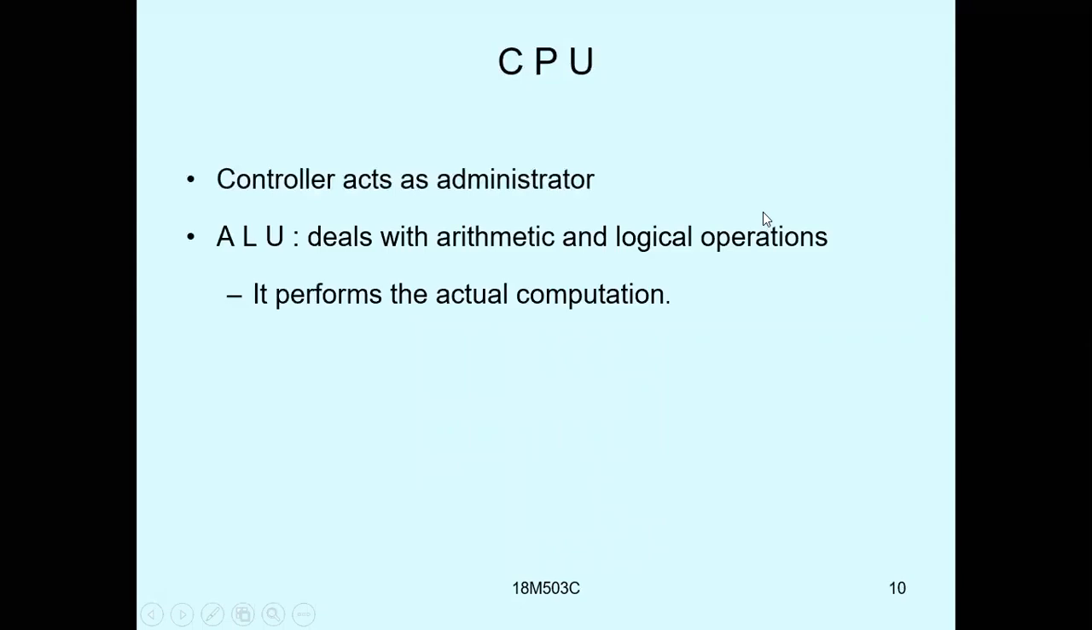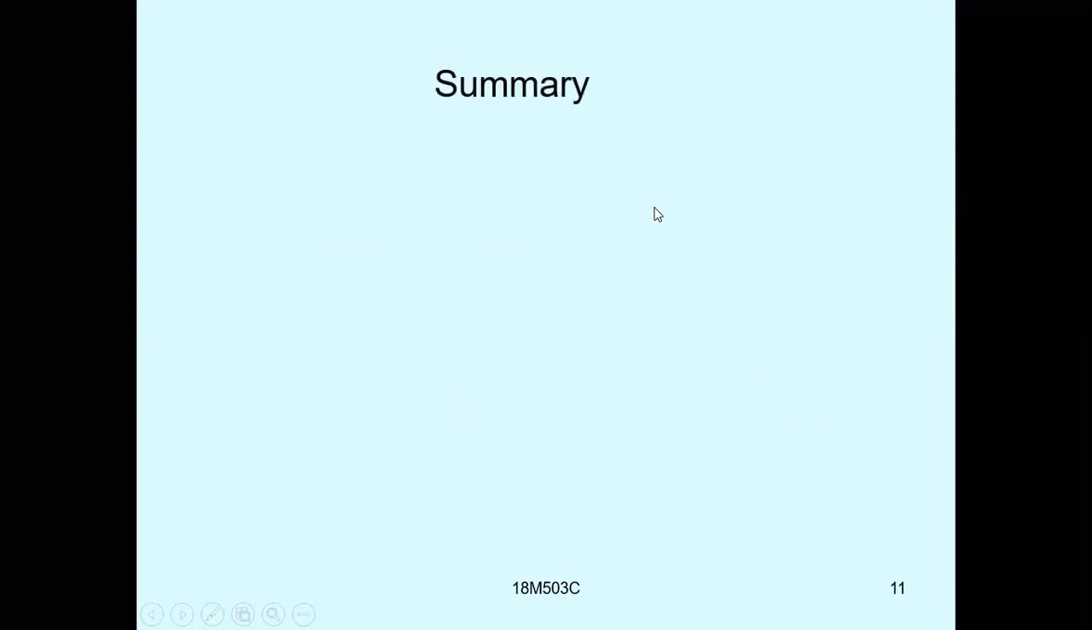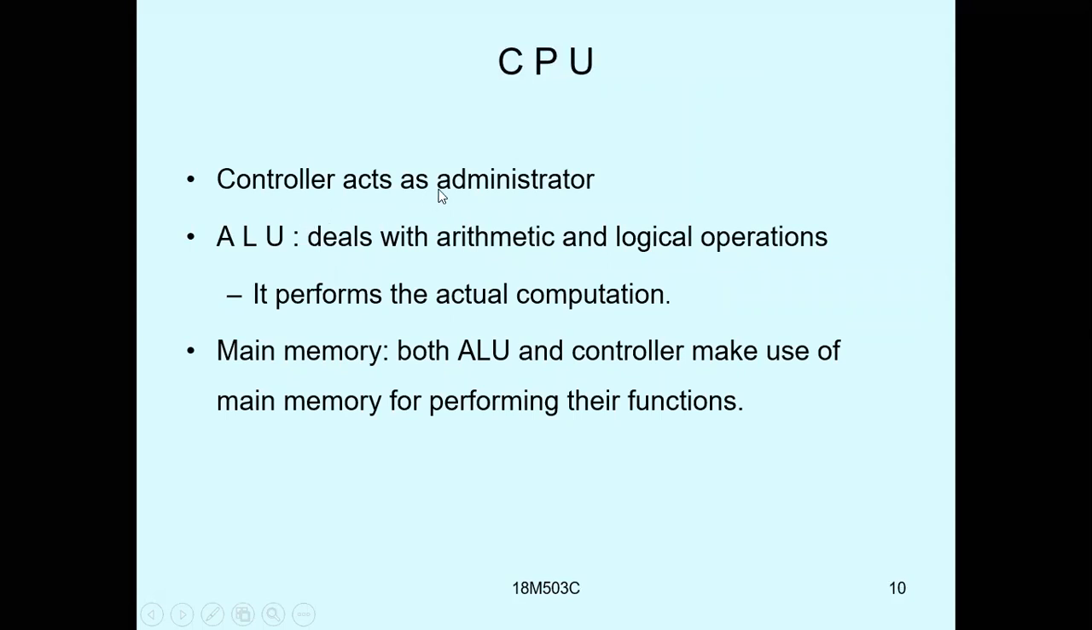The controller will act as an administrator. That means it will control all the activities that will be done in a computer system. And ALU, the arithmetic and logical unit, will deal with the arithmetic and logical operations. That means the actual computation will be done with the ALU. And what is the main memory? This memory can be utilized by both the controller and the ALU for performing different functions and operations. So these are the main components in a CAD system.